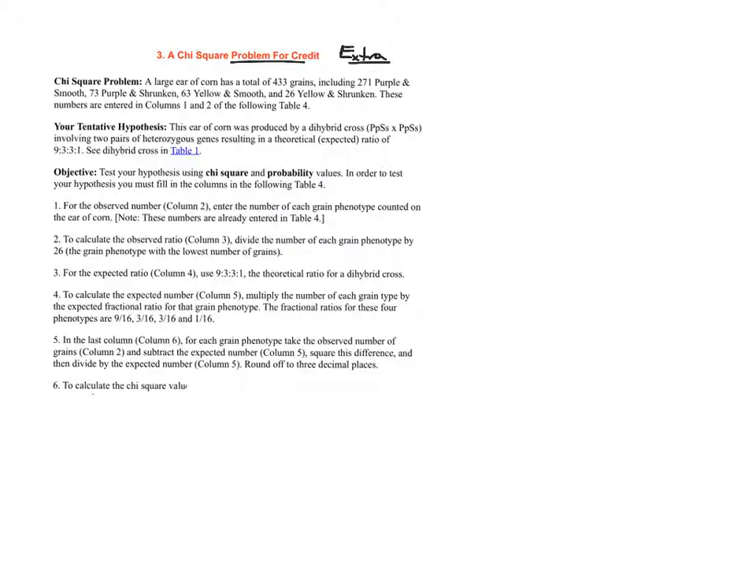So you have large ear corn. That's a corn cob, right? It has 433 grains. Remember, the grains are the kernels. They tell you that there's 271 purple and smooth, and 73 purple and shrunken, 63 yellow and smooth, and 26 yellow and shrunken. And you'll see where they're put in the table in a second, but we put the data in the two columns in the table.